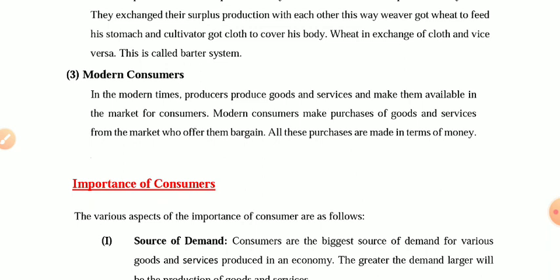Like us, we all are modern consumers, because the producer produces goods and services and makes them available in the market for consumers. Modern consumers purchase goods and services from the market, which offers them bargaining. All these purchases are made in terms of money. That's why we are modern consumers. Some of us consume goods from the market, and some of us cultivate on our own, and the purpose is to earn money, or to deal in money. That's why we all are modern consumers.